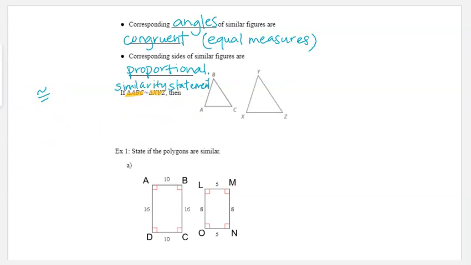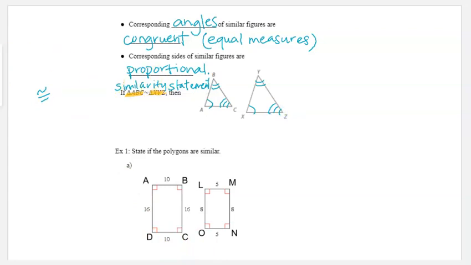Now, with our similarity statement, we can still see the parts which correspond. And in this case, we can see that angle A corresponds to angle X, and that is because they are the first letter in the position. So I can go ahead and mark A and X with the same marking because these two angles are congruent. Similarly, I have angle B corresponding to angle Y. So I know angle B, which I will mark differently, is congruent to Y. And finally, angle C, congruent to angle Z. And I will give those their own unique marking.